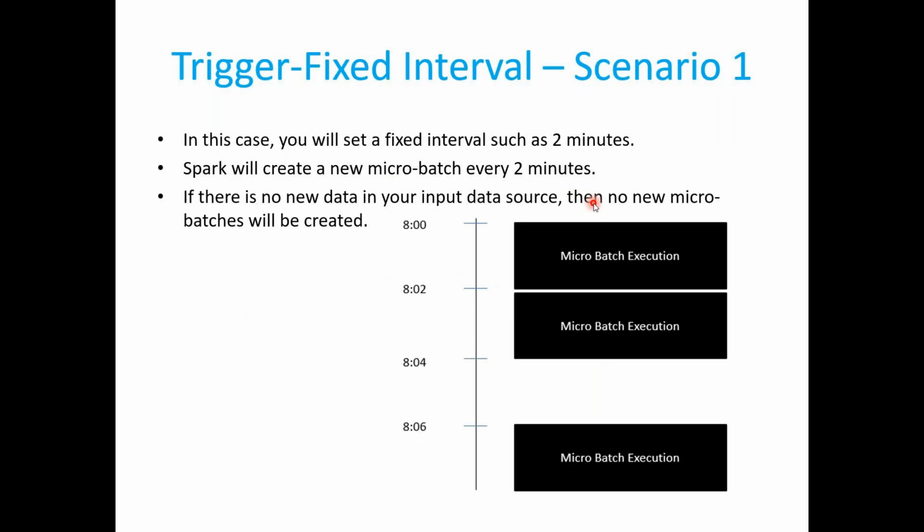And coming to the second one that we have seen, the fixed interval. Again, there are multiple scenarios here. Let's say you have set the fixed interval as 2 minutes, and Spark will create a new micro batch every 2 minutes. If there is no new data in your input data source, no new micro batches will be created. See here, between 84 and 86 there is no data, so no new data frames could be created within that time.